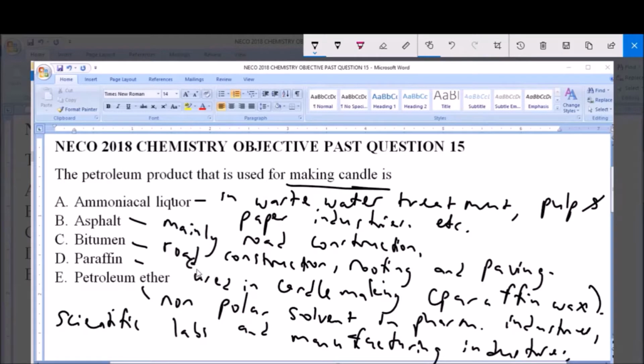Now, as we have rightly established here, paraffin is what is used in candle making, specifically the paraffin wax. So the petroleum product that is used for making candle is option D, paraffin.